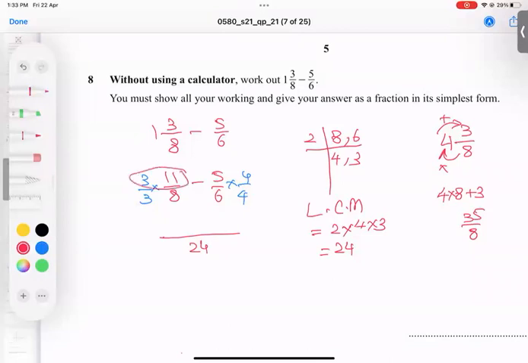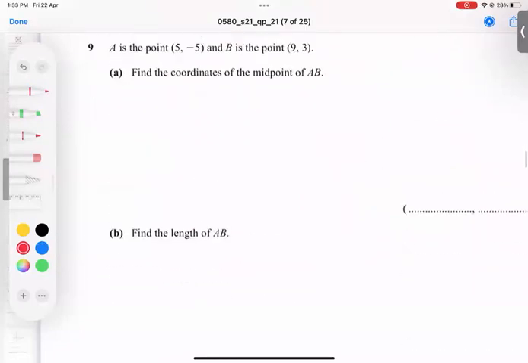So 11 threes are 33. And I'm getting 33 here. 5 fours are 20. I got 20. And 33 minus, wait a minute, let me check. Yeah, 20, not 22. Okay, 33 minus 20, we got 13 over 24, and this is our final answer. Okay, then we go for the next one.